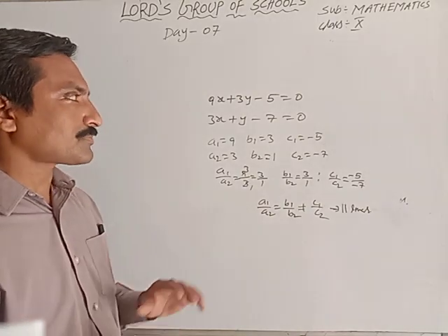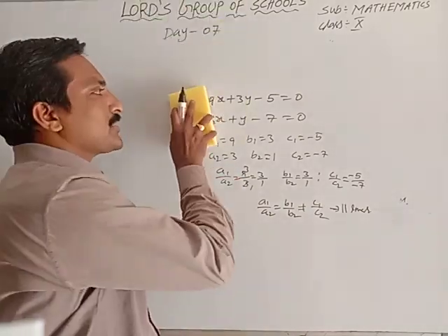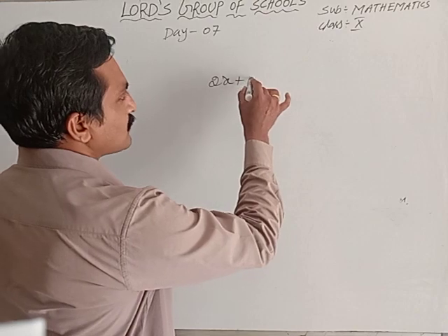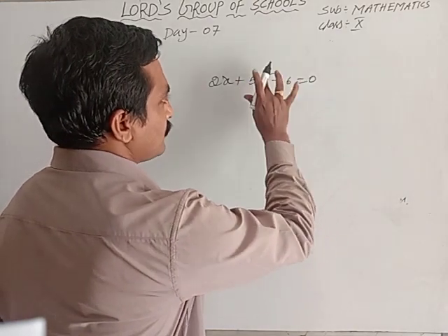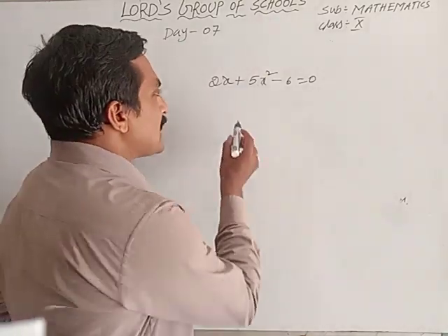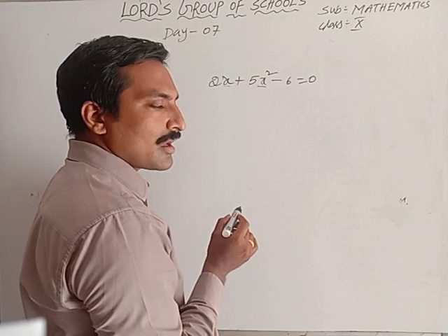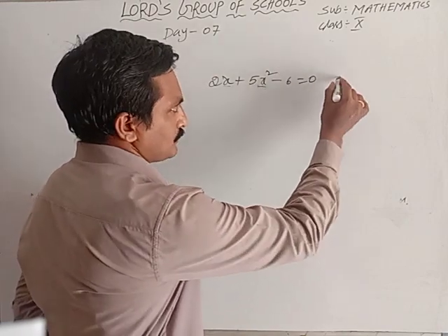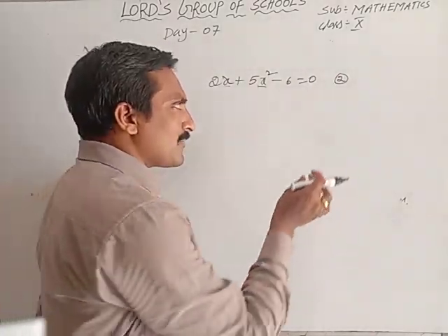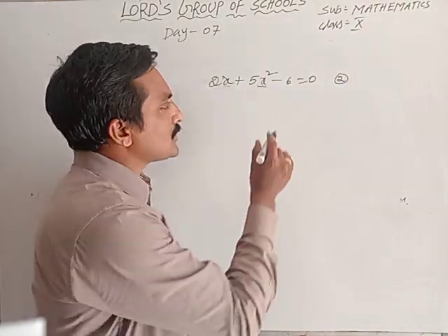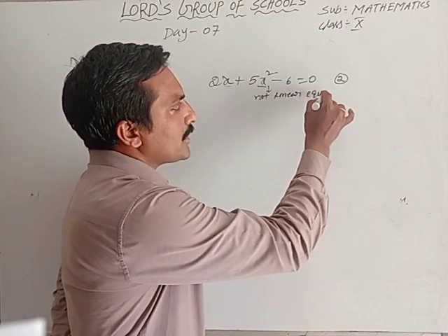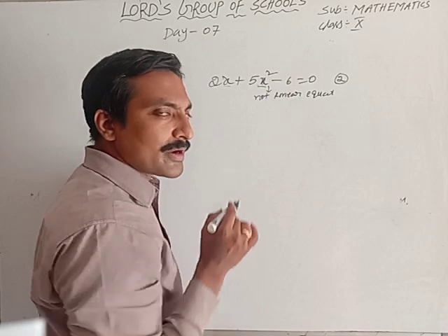Next, how to find whether an equation is linear or not. For example, 2x plus 5y square minus 6 is equal to 0. Is this a linear equation or not? In this equation the highest power is 2. The degree of an equation is that highest power. If the degree is 2, then it is not at all linear. So this is not a linear equation, because one particular term has a power on the variable.